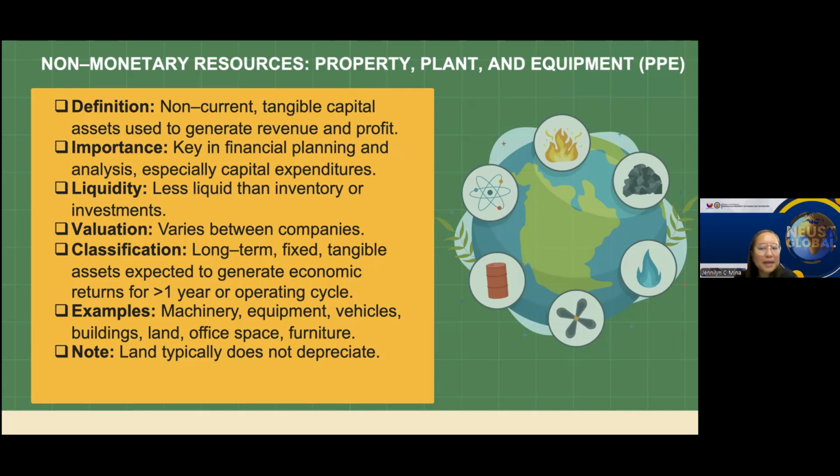Property, plant, and equipment assets, unlike inventory, are investments because they are not easily sold. However, they are a key part of the company's financial planning because they help generate profit over many years. Unlike other assets, land does not typically lose value over time. It does not really depreciate, while other property, plant, and equipment assets do.